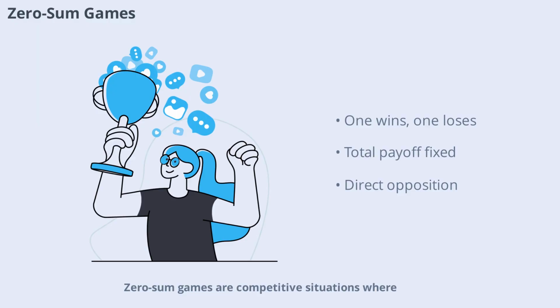Zero-sum games are competitive situations where one player's gain is exactly another's loss. Chess, poker, and many sports are zero-sum games. The total payoff is constant, so players are always in direct opposition. Strategies in zero-sum games often focus on anticipating and countering the opponent's moves.